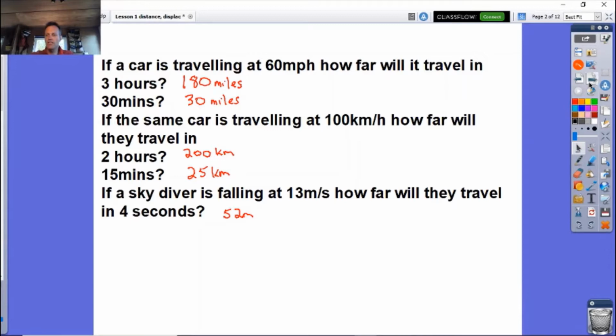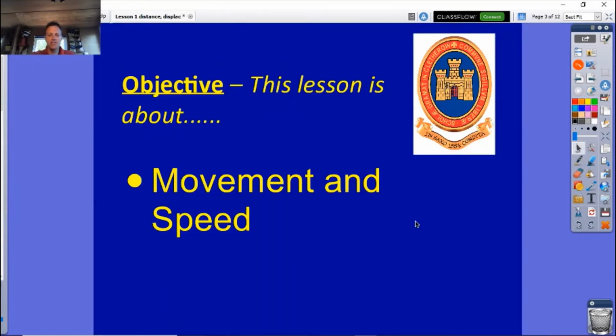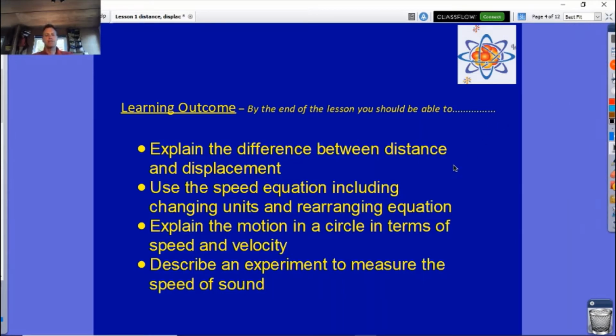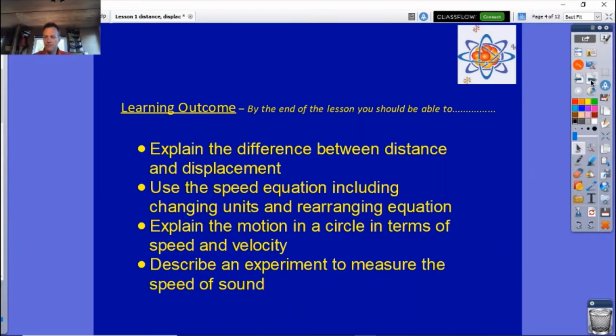So you can guess now where we're going. This lesson's all about movement and speed. What I want you to do is be able to explain the difference between distance and displacement. Use the speed equation, including changing units and rearranging the equations, which you started doing in the first bit of the lesson. Then explain the motion in a circle in terms of speed or velocity. And then finally describe an experiment to measure the speed of sound.